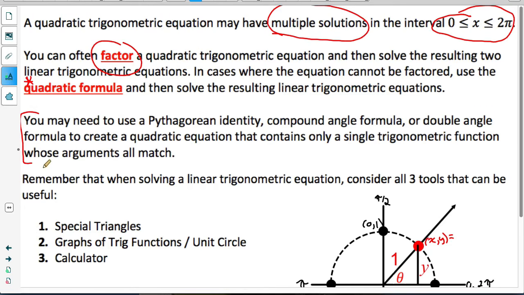Another thing to be prepared for is using identities that we've learned earlier in the course, such as the Pythagorean identity, compound angle identities, and double angle identities. Sometimes the equation given to you involves different trig functions, but we always want the equation to involve a single trig function so that we can use the skills we've learned to solve it. So we may have to use some identities to replace some trig functions with equivalent trig functions so that it's written in terms of a single trig function. That's examples 4 and 5. We'll get there near the end of the lesson.